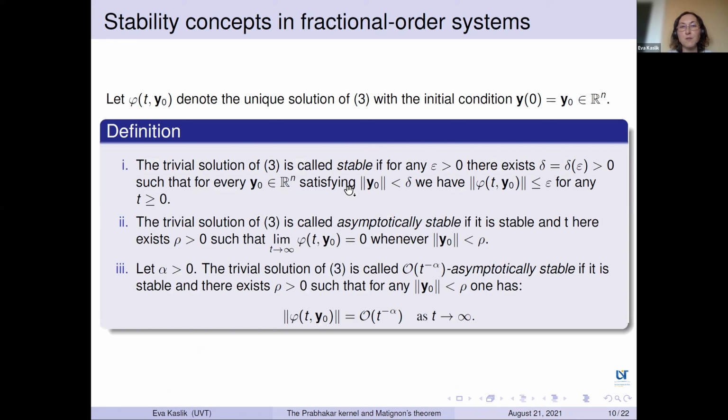Of course, the definitions of stability and asymptotic stability of the trivial solution are similar to the case of classical integer order dynamical systems. What is different in the fractional order case is that we can introduce the concept of asymptotic stability of order t to the power minus alpha, which means that the solutions will converge to the trivial solution as t to the power minus alpha when t goes to infinity. And this is also closely related to Mittag-Leffler type stability as well.